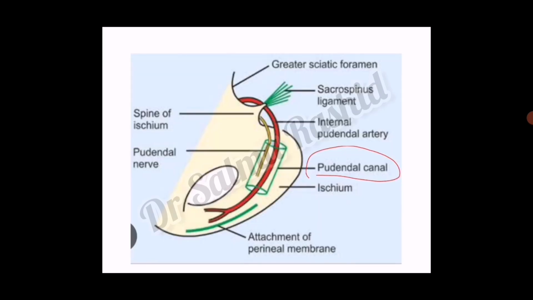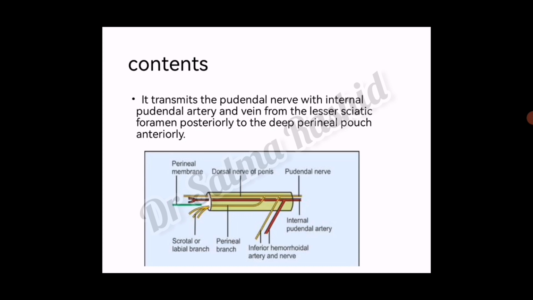Now this diagram shows the pudendal canal, which is basically formed from the fascia of the obturator internus muscle, and it lies medial to the obturator internus muscle and the ischial tuberosity. Contents are: it transmits the pudendal nerve with the internal pudendal artery and vein from the lesser sciatic foramen posteriorly to the deep perineal pouch anteriorly. This diagram shows the pudendal canal with its content.